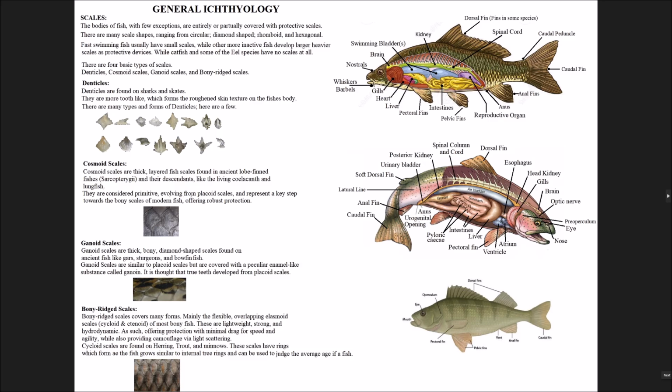Ganoid scales. Ganoid scales are thick, bony, diamond-shaped scales found on ancient fish like gars, sturgeon, and bowfin. Ganoid scales are similar to placoid scales, but are covered with a peculiar enamel-like substance called ganoin, and it is thought that true teeth develop from placoid scales.